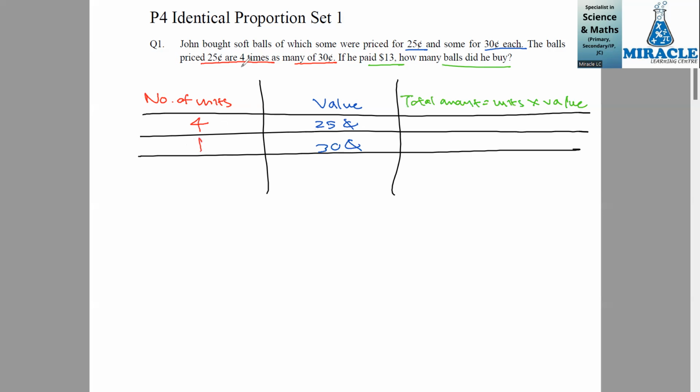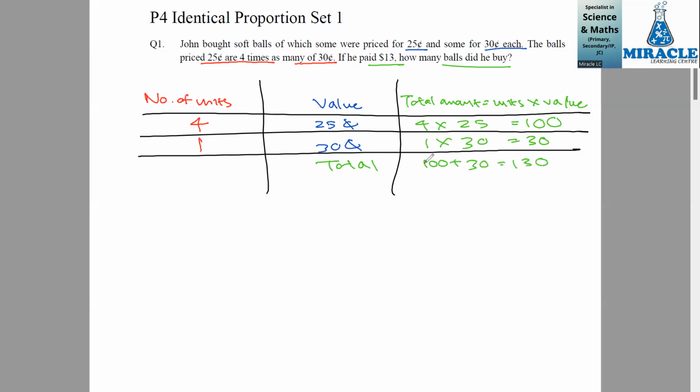So now we can calculate the total amount, which would be 4 times 25. This gives us 100. And 1 times 30, which gives us 30. So the total would be 100 plus 30, which equals 130.